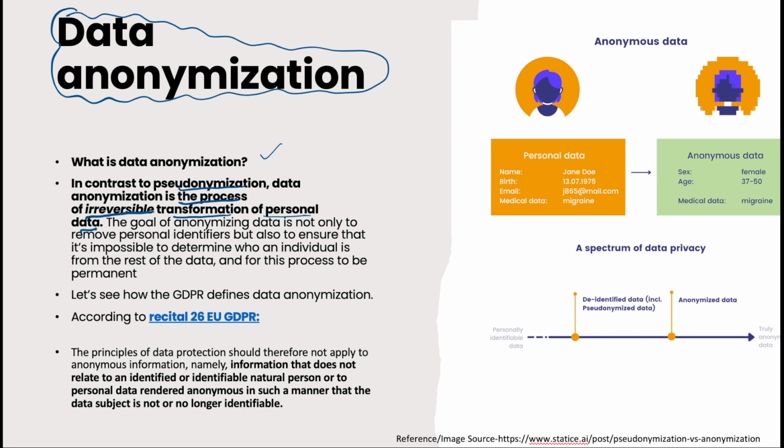And this is as per Recital 26 of the EU GDPR, and the principles of data protection should therefore not apply. This is very important for anonymous information. Once you have this anonymous information, GDPR is not applicable. The information does not relate to an identified natural person, or to personal data rendered anonymous in such a manner that the data subject is no longer identifiable, right.